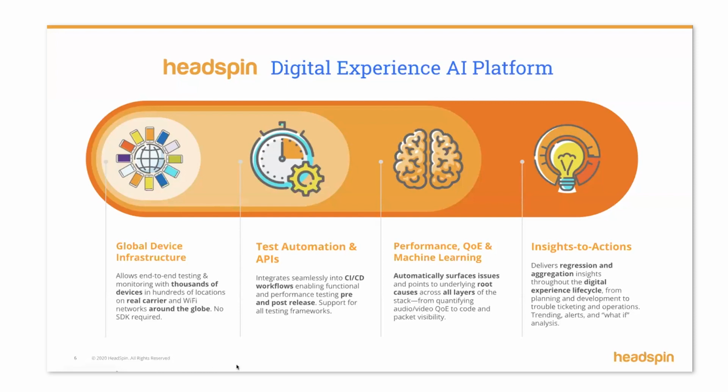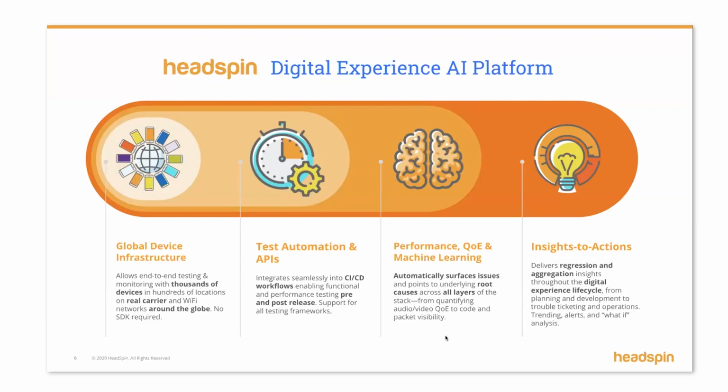The second pillar is where you have test automation and support for essentially all testing frameworks. We have native integrations with Appium and Selenium, allowing for seamless integration into your CI/CD workflows and enabling functional and performance testing for both pre as well as post-release. And our open APIs give you the ability to export data and insights to any BI and data visualization platforms, as well as monitoring dashboards.